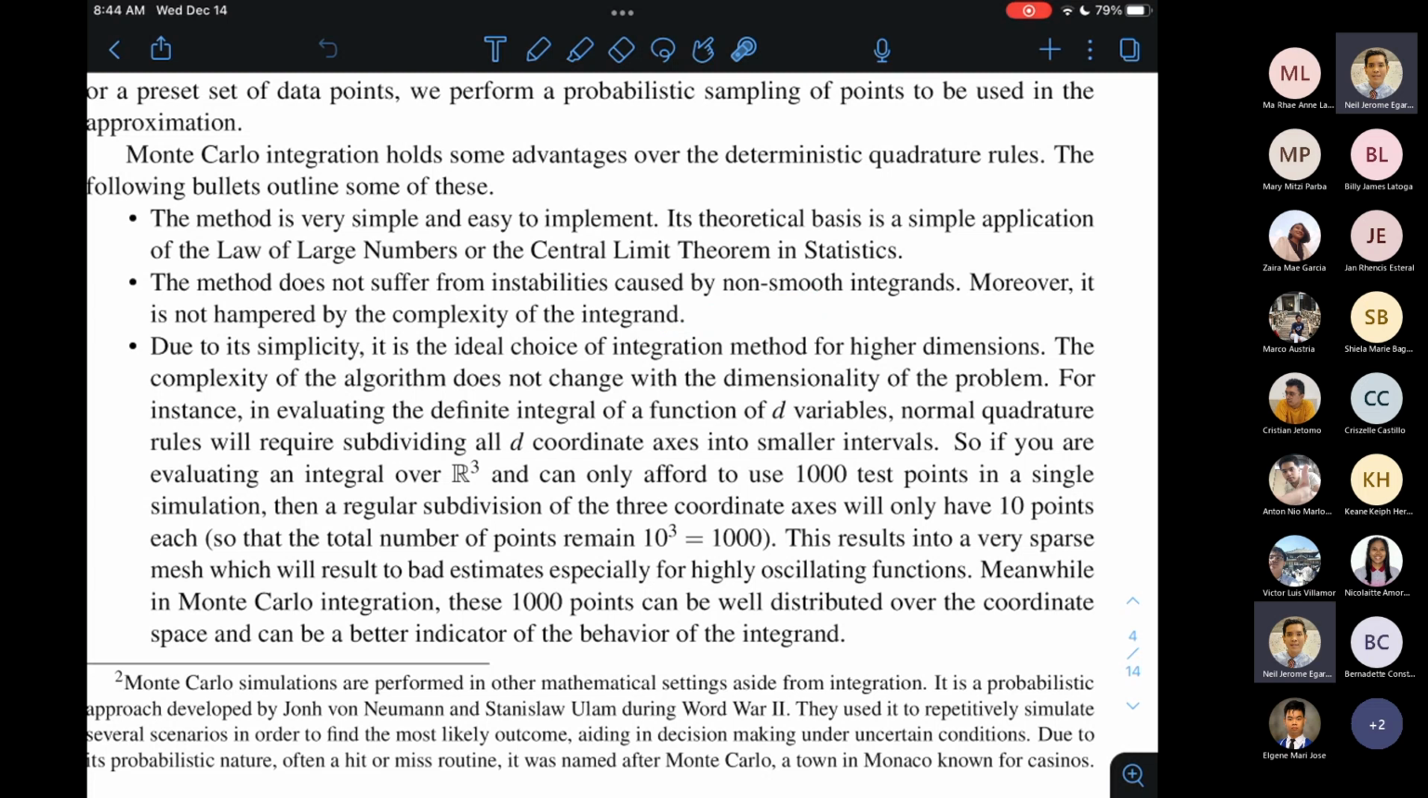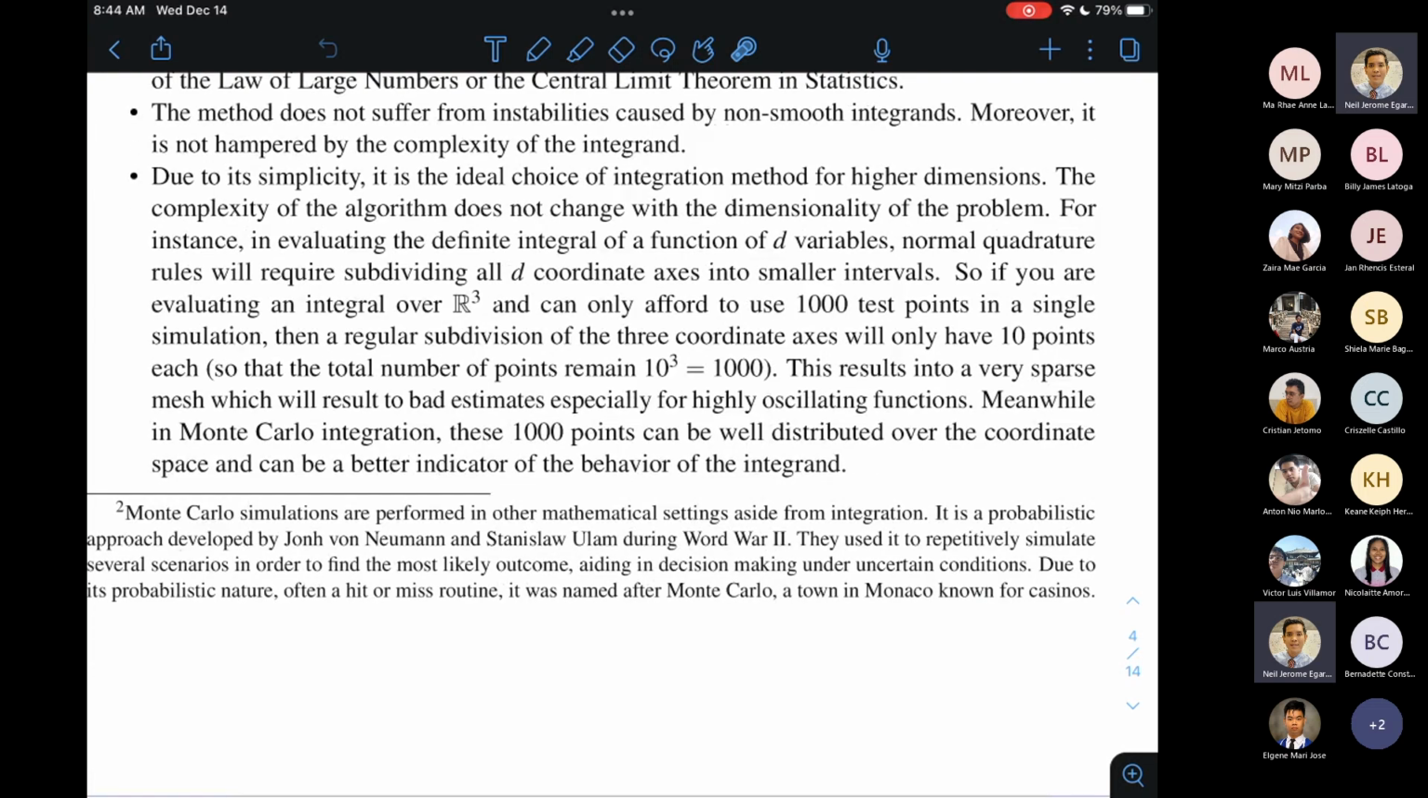Okay. Now, another thing is that the method does not suffer from instabilities caused by non-smooth integrands. Kasi nakafocus ka lang talaga sa function value. So it is not hampered by the complexity of the integrand. Function value evaluation lang din naman yung ginagamit natin. Now, though, kailangan mong gawin ng maraming beses yung Monte Carlo simulation, alright? Para mas malaki yung chance na magkaroon ka ng isang hit approximate, ano?